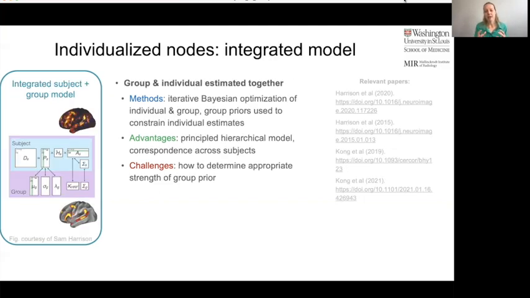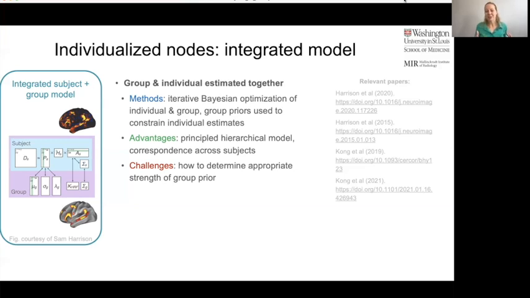The last group of methods that try to get at individualized nodes are integrated models. And so these models are designed to, within the same hierarchical framework, estimate both a group level solution and an individual level solution. And this is typically done within a Bayesian framework, iteratively optimizing both of these aspects and using some group priors to constrain the individual estimates. Advantages of this is that it's a really nice mathematically principled hierarchical model of different types of variability. And of course, we do get that correspondence across subjects because there is some constraint of using the group level information to drive the individual level estimates.